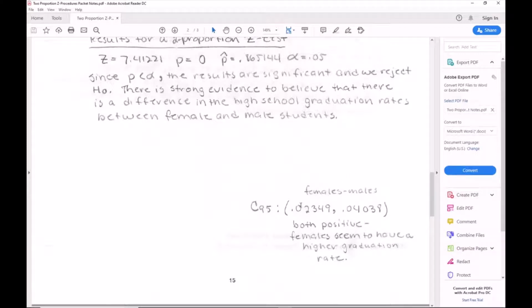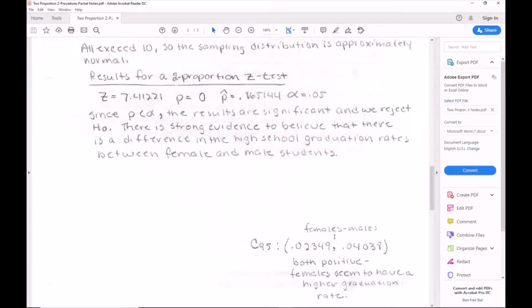And I got both positives. So it seems that females have a higher graduation rate, because if I subtract one quantity from another and it turns out to be positive, that first quantity that I remove something from has to be bigger than the second quantity. So females seem to have a higher graduation rate.